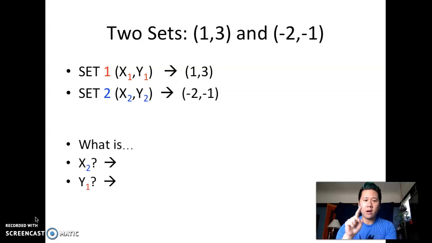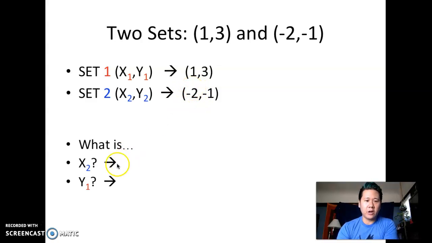If we're taking a look at first set, second set of x and y's, let's try to figure out where x2, what number is that? Or where is y1? What number would that be? It says x2, that means that 2 is in my second set. So I'm going to go to my second set, and I'm looking for the variable x. And x is always going to be in the first spot. And so the first spot of my second set is -2.